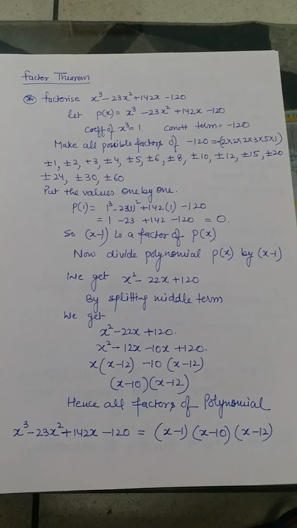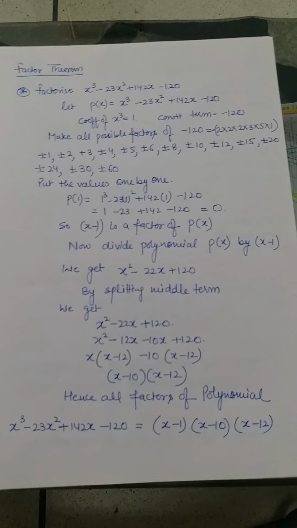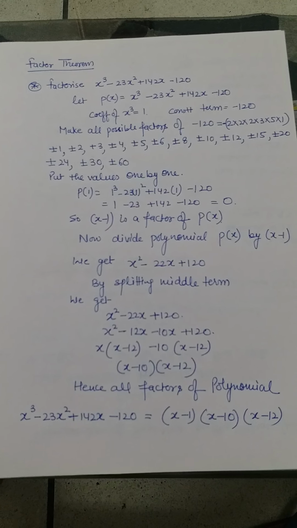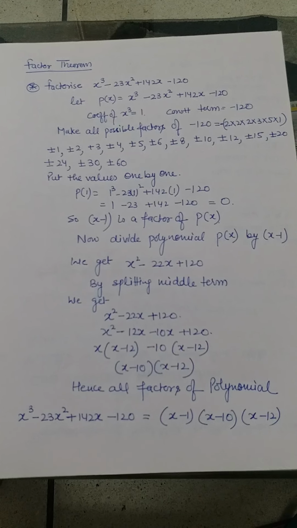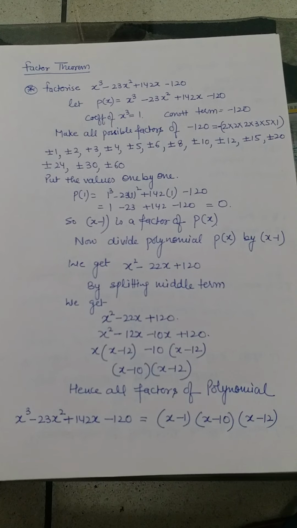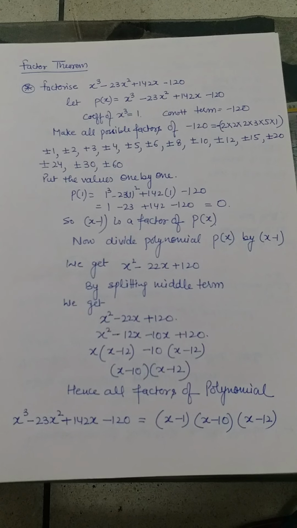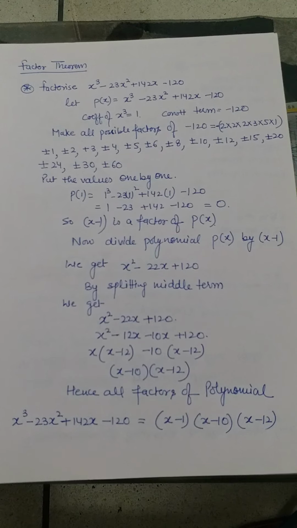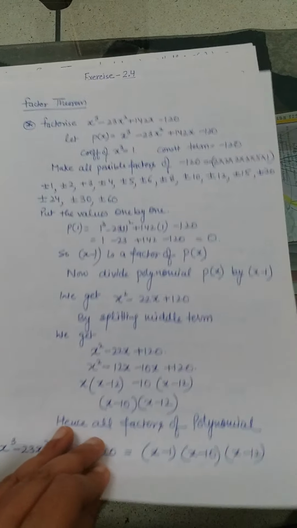Now we can split the quadratic polynomial by middle term splitting, and when we split the middle term we get x square minus 12x minus 10x plus 120. So it gives us another two factors, x minus 10 and x minus 12. Hence we can easily find all the factors of the polynomial: x minus 1, x minus 10 and x minus 12. So let's start exercise 2.4.